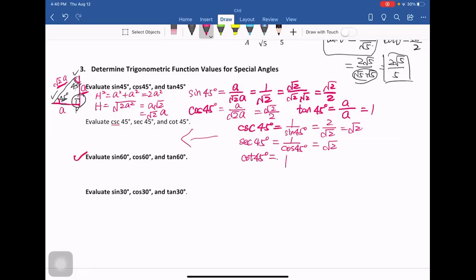Next one, evaluate sine 60 degrees, cosine 60 degrees, and tangent 60 degrees. Right now, we need to draw a picture that has the right triangle, has the acute angle, which is 60 degrees, because this one and this one are complementary. So this one is 30 degrees.